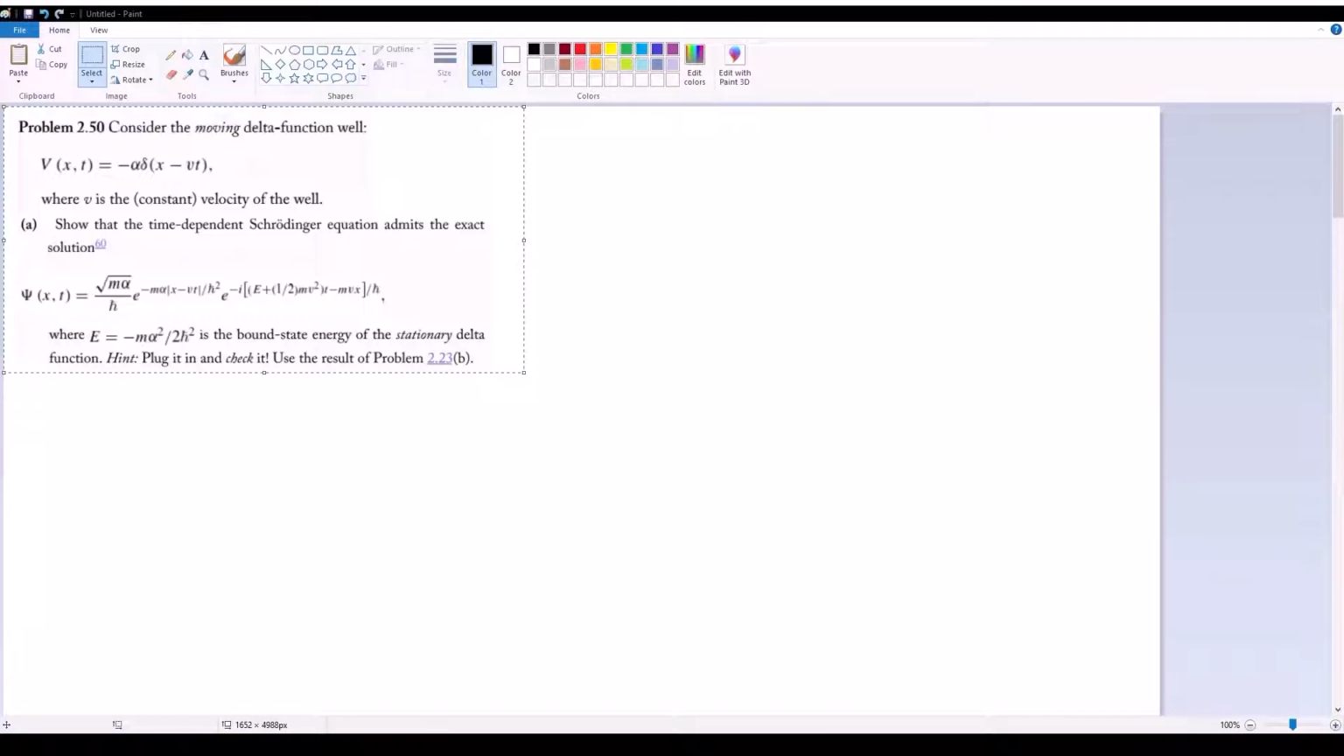Okay, 2.50. We are given a moving delta function well with an argument of x minus vt, which represents a traveling wave, where v is the constant velocity of the well. In part A, we want to show that the time-dependent Schrodinger equation admits the following solution that we're given, this very complicated absolute value expression, with E, the energy, being equivalent to negative m alpha squared divided by 2 h bar squared, the bound state energy of the stationary delta function.